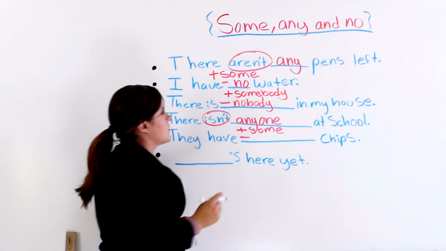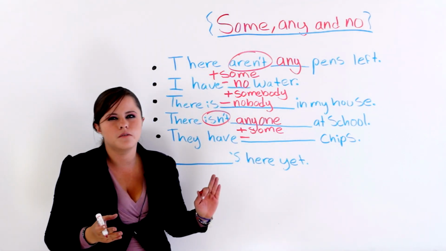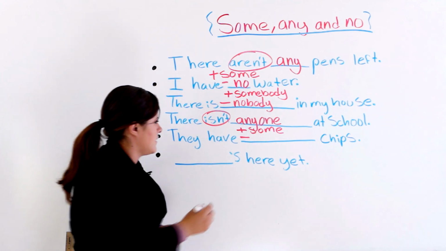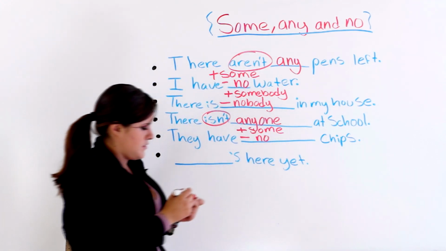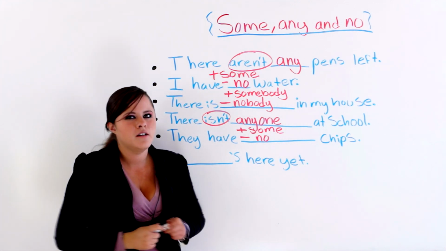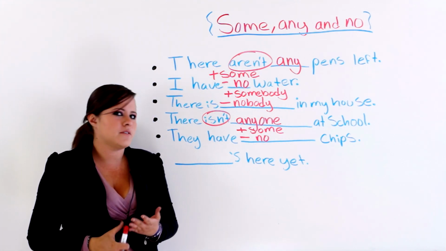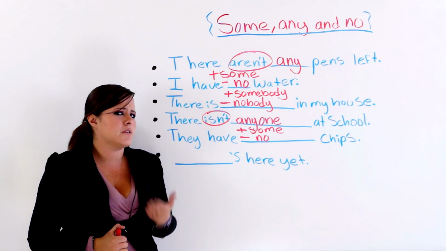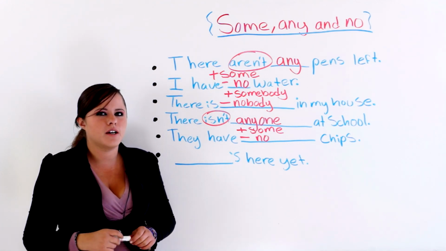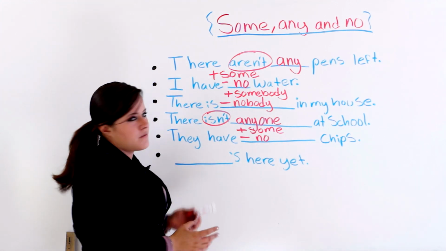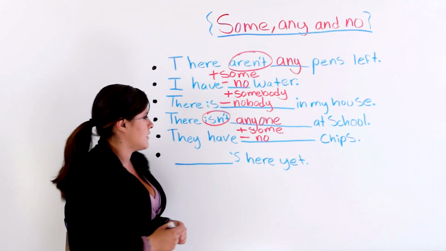What if it's negative? Which one are we going to use? Any or no? No, right? They have no chips. Okay? Like with time, you would say we have some time, or we have no time, or we don't have any time. Okay, remember. Okay, it's really simple when you get used to it, okay?